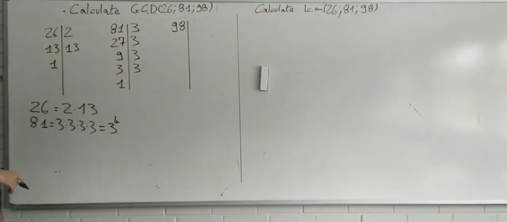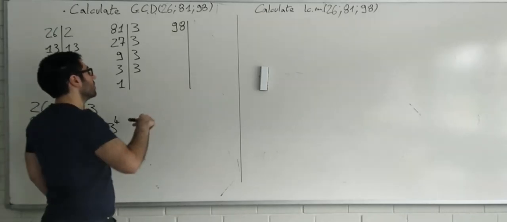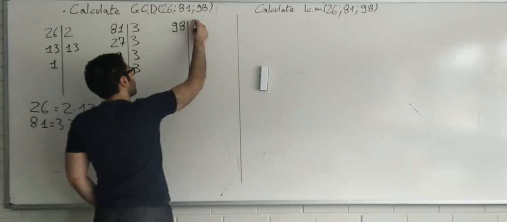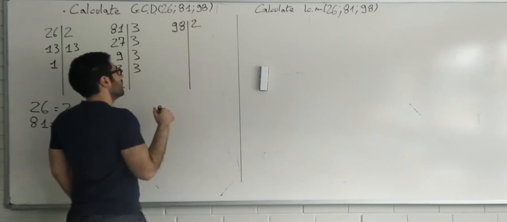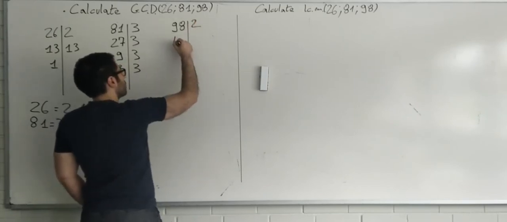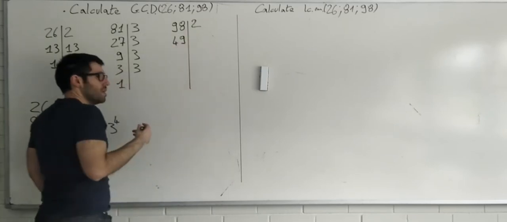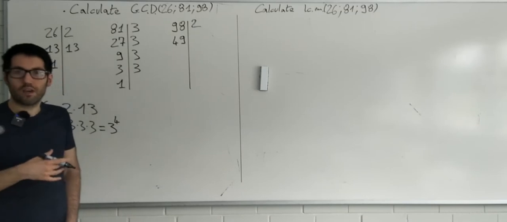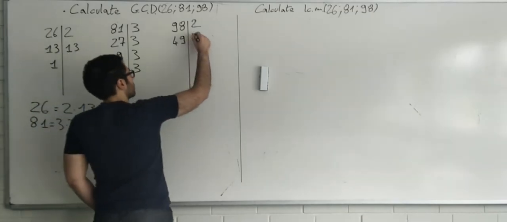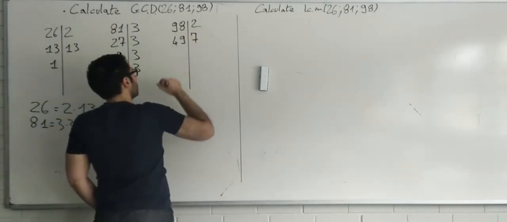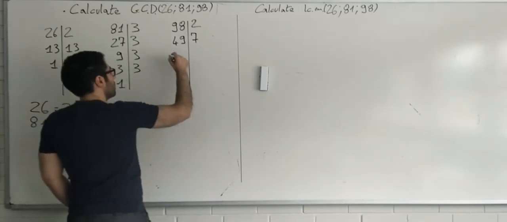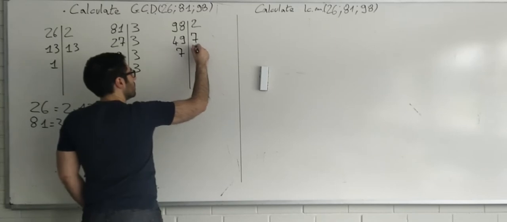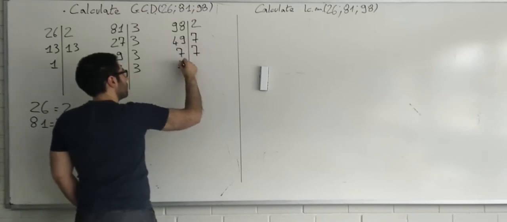Last number to factorize is 98. 98 is an even number, last digit is even, so we can divide by 2. 98 divided by 2 is 49. And from the multiplication table, we know that this is a multiple of 7. So let's keep it short. 49 divided by 7 is 7, a prime number. We divide it by itself.